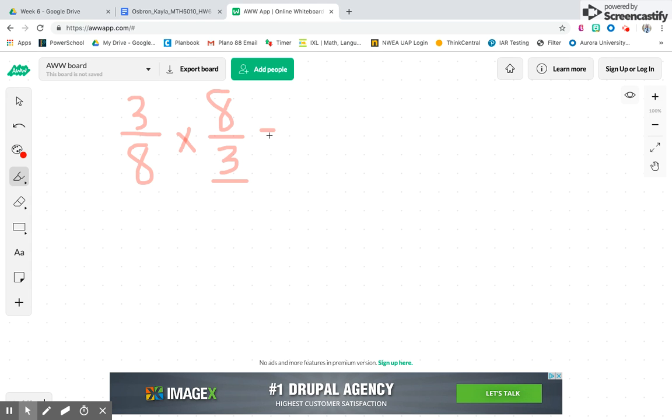Okay, so let's see what happens when I multiply a fraction by its own reciprocal. In our numerator, we're going to have 3 times 8. In our denominator, we're going to have 8 times 3. So if I follow this through, 3 times 8 is 24. And then my denominator, 8 times 3 is also 24. So we're left with the fraction 24 over 24, which we should know is equal to 1 whole.